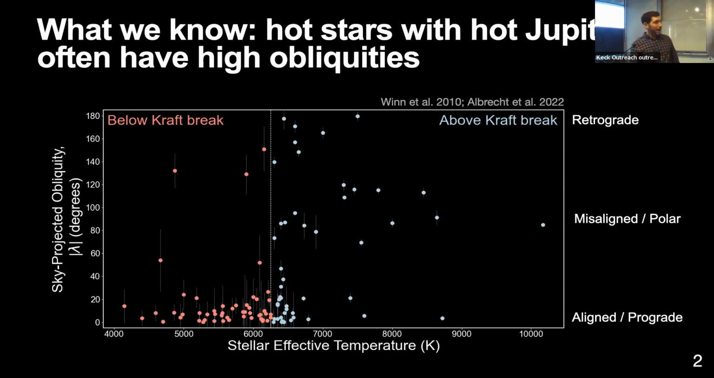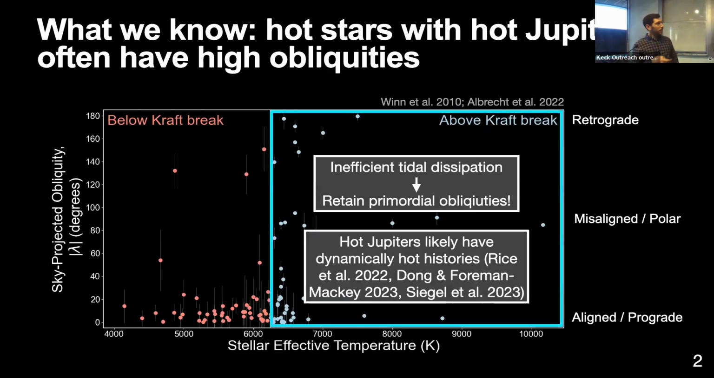The idea behind this is that the cooler stars have convective envelopes that can dissipate tides really effectively that are excited by the hot Jupiters. The dissipation of these tides essentially causes a realignment of the stellar spin axis and the orbital axis. Whereas the hotter stars have radiative envelopes where we think that the tides are not dissipated as easily. And so essentially, these hotter stars retain the primordial obliquities of these systems over very long timescales.